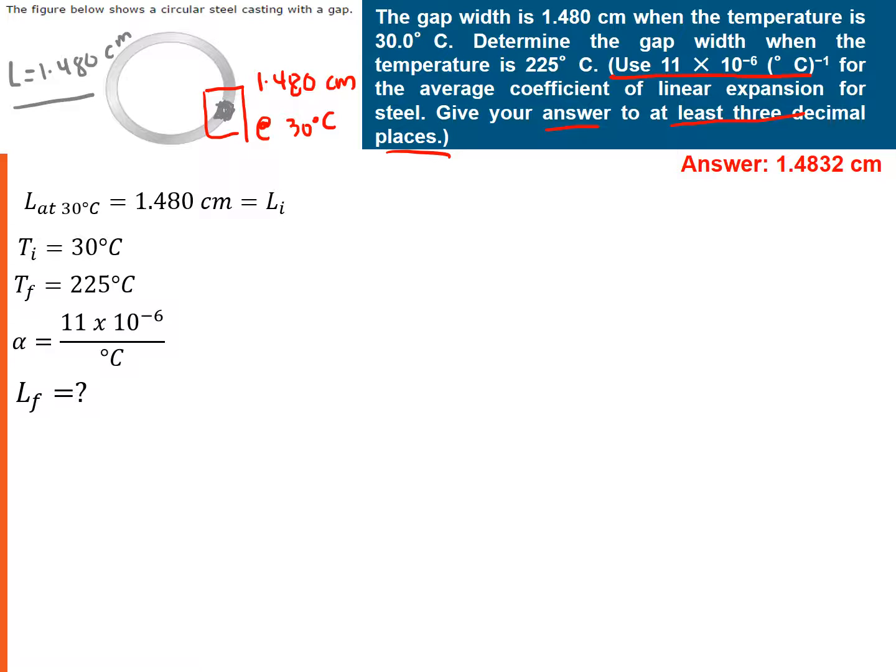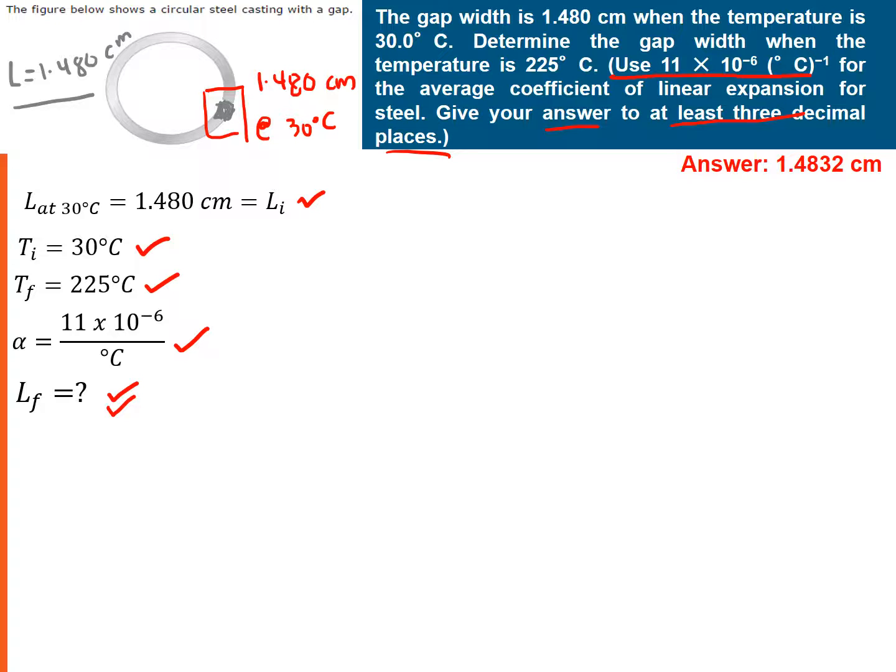So that is, we have the initial length of that gap or the missing piece, and the initial temperature is 30 degrees Celsius. Our final temperature is 225 degrees Celsius. We have the coefficient of linear expansion, 11 times 10 to the power of negative 6 per Celsius, and we need to know the final length of this gap, or basically the final length of the missing piece of the circular steel.